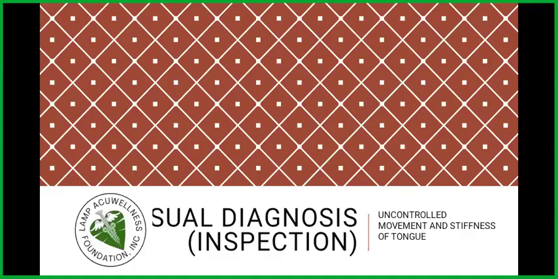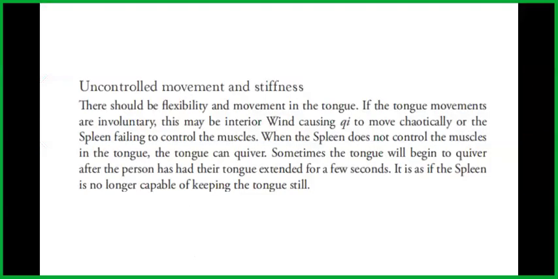Let's go to visual diagnosis inspection, and the topic is uncontrolled movement and stiffness of tongue. There should be flexibility and movement in the tongue. If the tongue movements are involuntary, this may be interior wind causing qi to move chaotically or the spleen failing to control the muscles. When the spleen does not control the muscles, the tongue can quiver.